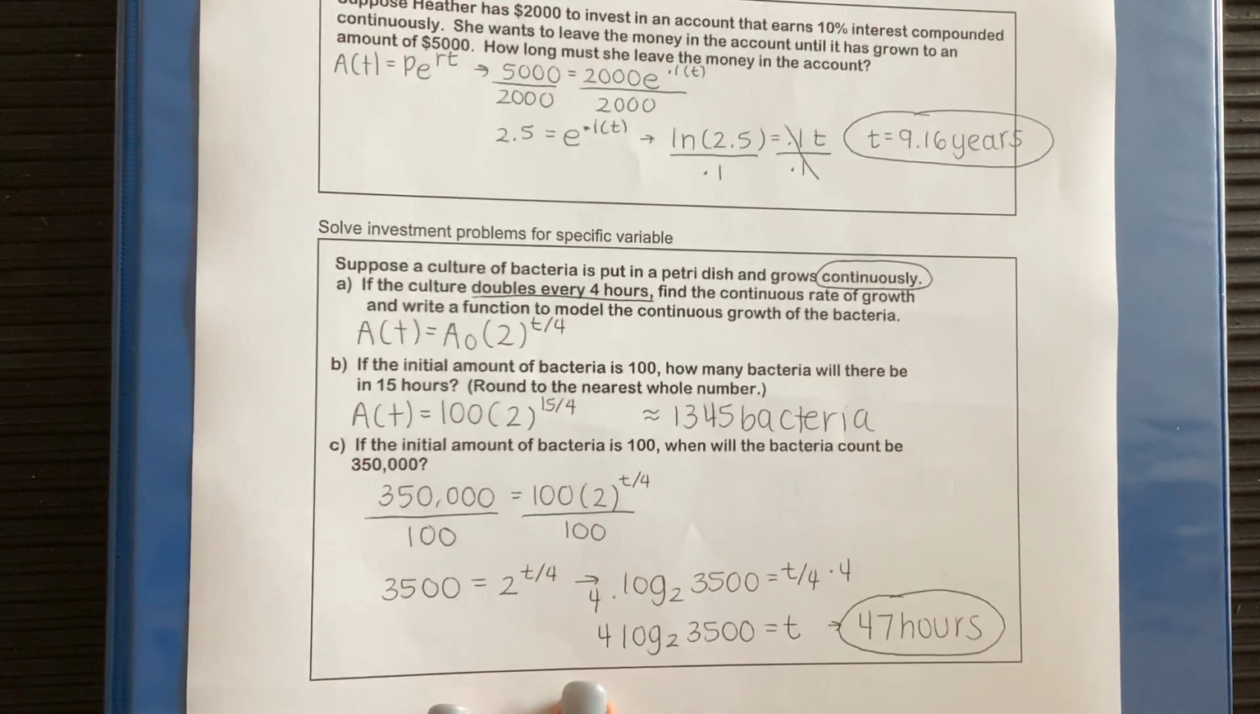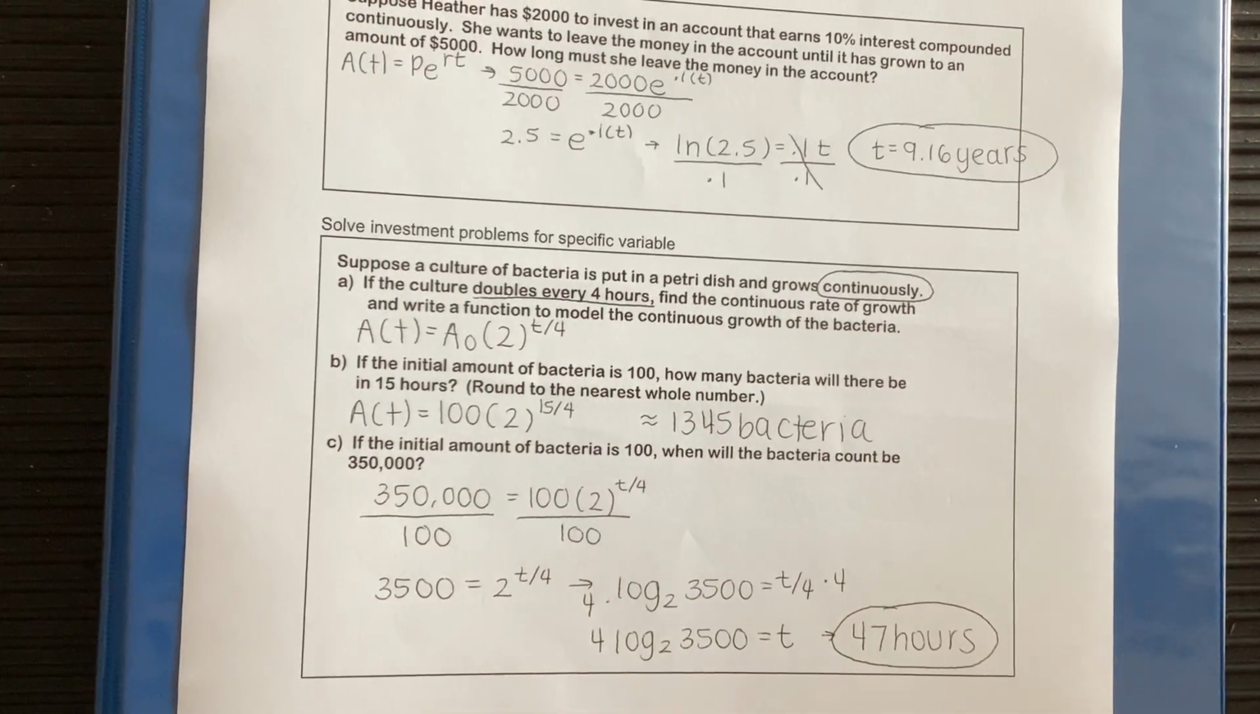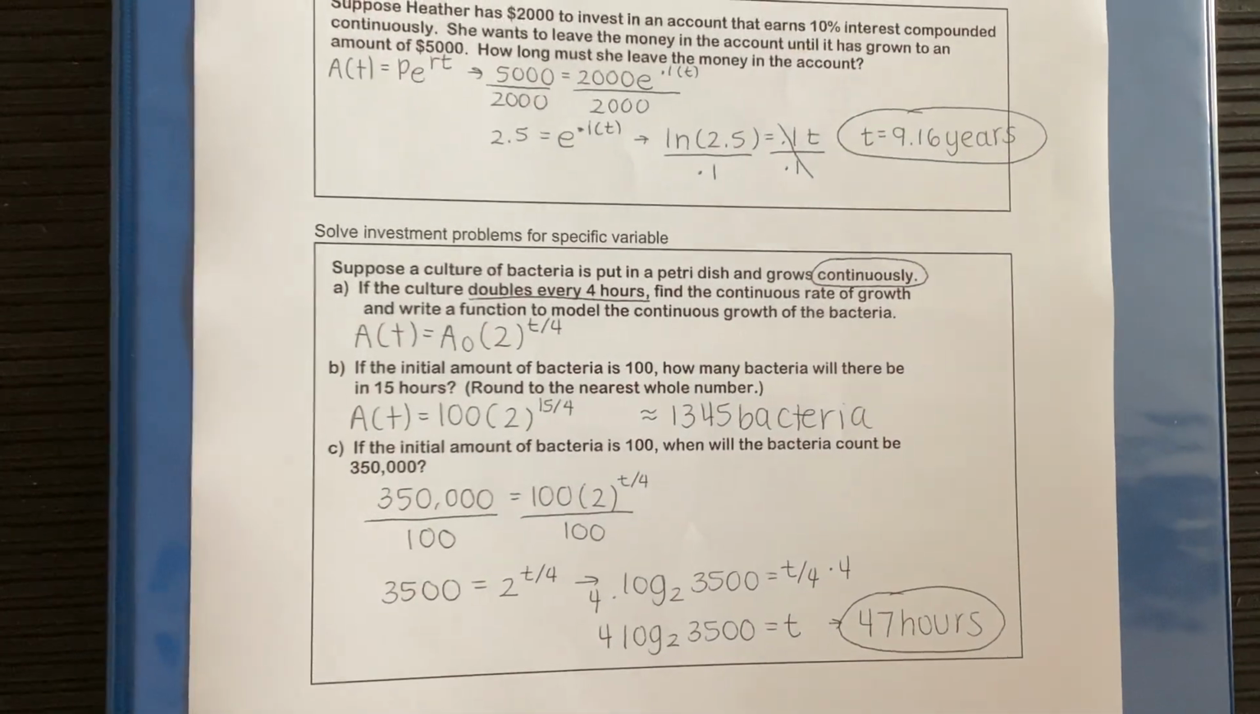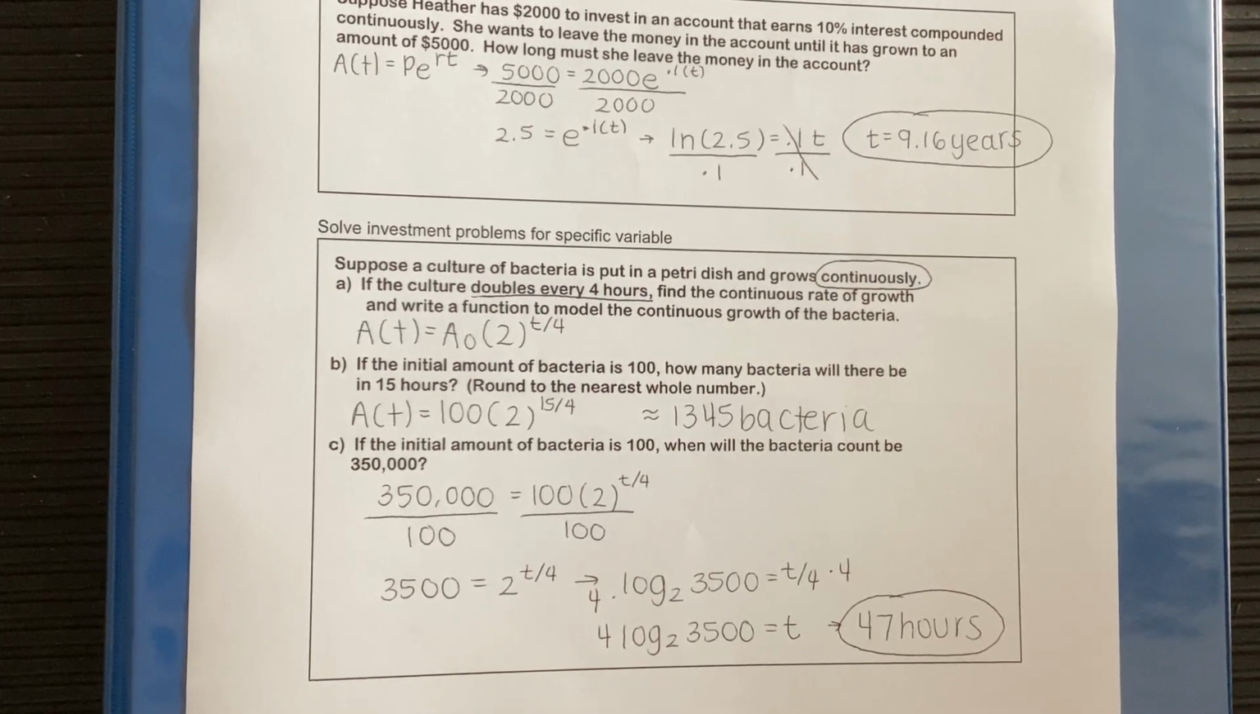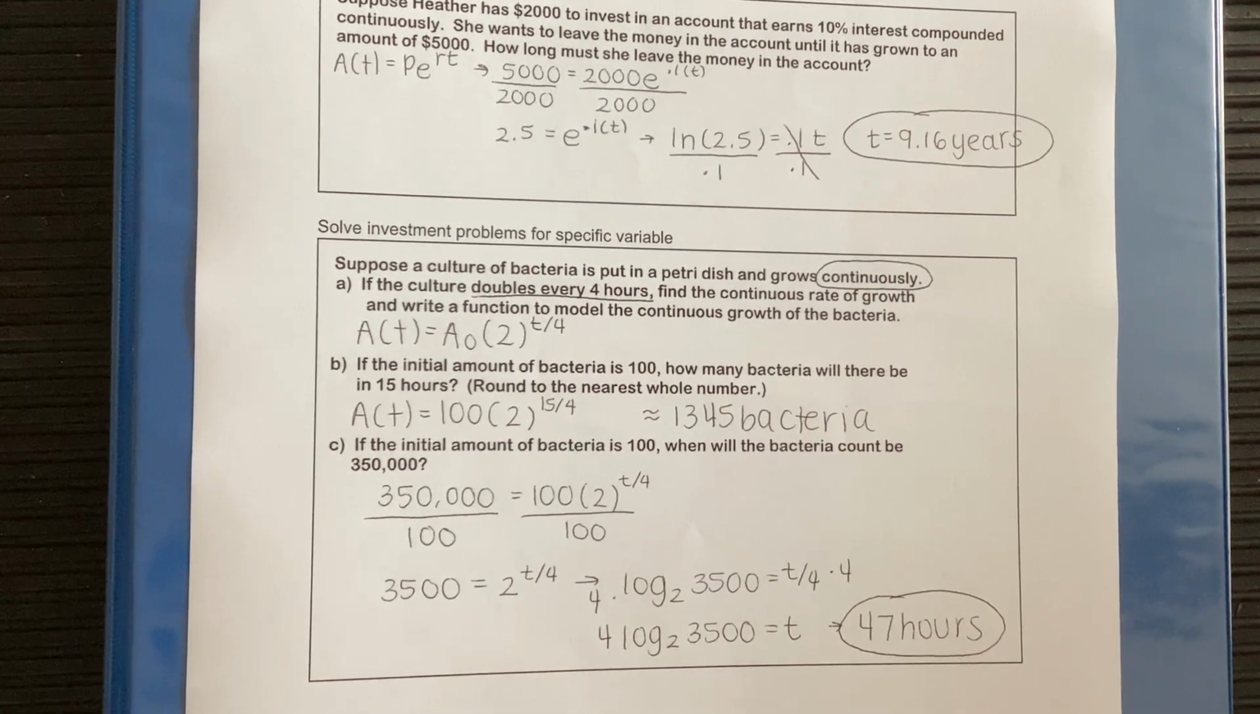Okay, and then this last one, I really don't know if you're going to get one like this, but I put it on there just so you could have it. I know when you see continuously, you automatically think that it's that P e to the rt, but because it doesn't give you an interest rate, you can always write it this way also.